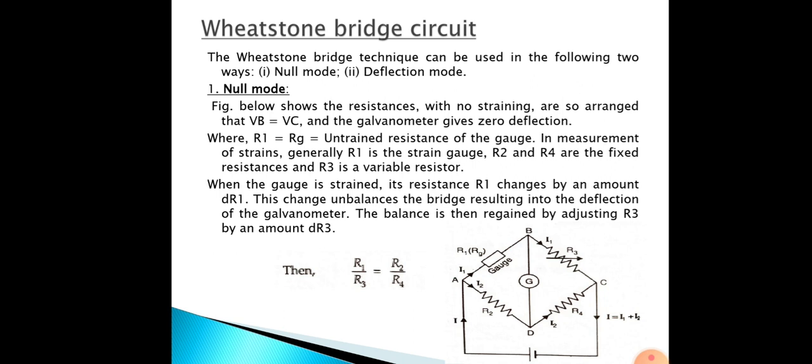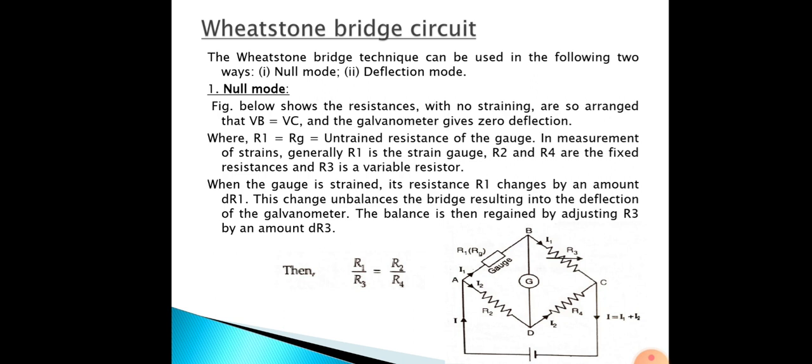R2 and R4 will be fixed resistances. Then R3 is a variable resistance. When the gauge is strained, its resistance R1 changes by an amount dR1. The change unbalances the bridge. So due to the strain, the bridge will be unbalanced, resulting in deflection of the galvanometer. The balance is then regained by adjusting R3 by an amount dR3.